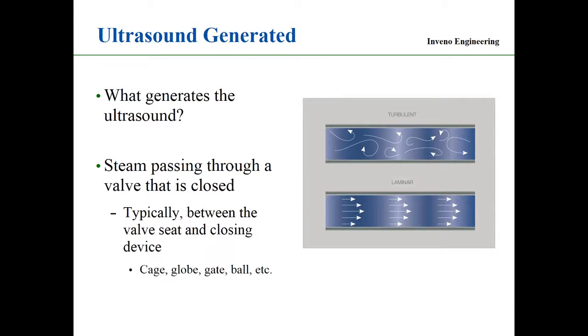What generates ultrasound? Steam passing through a valve that's supposed to be closed. The leak path will generate a turbulent flow. The leakage between the valve and the seating surface will generate turbulent flow, which will generate a high-frequency ultrasound, which this unit will pick up, in any type of valve, such as cage valve, globe, gate, butterfly.